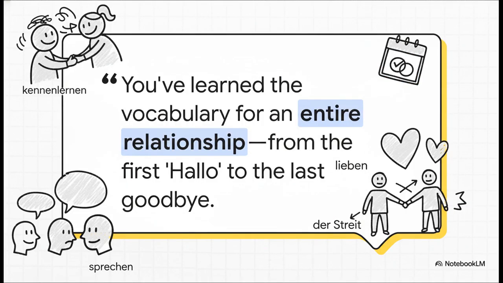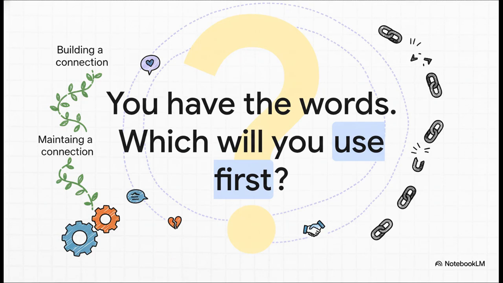So there you have it. We've literally gone through the entire life cycle of a relationship, all in German. We started with kennenlernen, we made a Termin, we talked about lieben and der Streit, and all the different ways we sprechen with one another. And that's it. You now have the vocabulary for building, maintaining, or yes, even ending a connection in German. So the only real question left is, which one of these words are you going to use first?